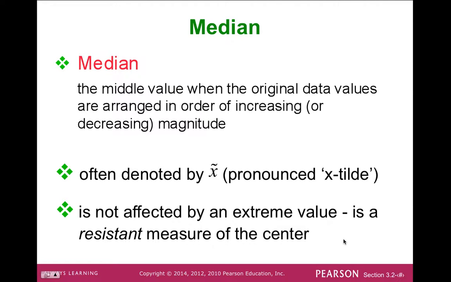And the median is interesting because it's not affected by an extreme value. So it is a resistant measure of center in comparison with the mean. Doesn't mean necessarily that it's a better measure of center. It's just talking about its resistance to being affected by extreme values one way or the other.